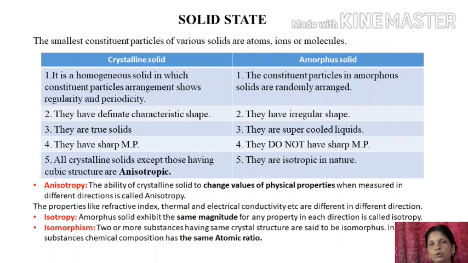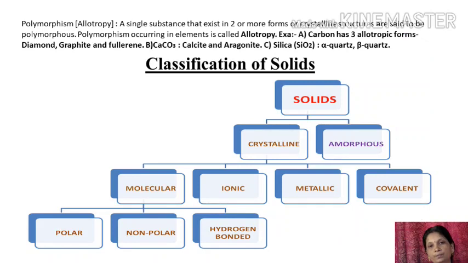Now let us discuss a new definition, isomorphism. Two or more substances having the same crystal structure are said to be isomorphous. In these substances, chemical compositions have the same atomic ratio. Polymorphism, that means allotropy. A single substance that exists in two or more forms or crystalline structures is said to be polymorphous. Polymorphism occurring in an element is called allotropy.